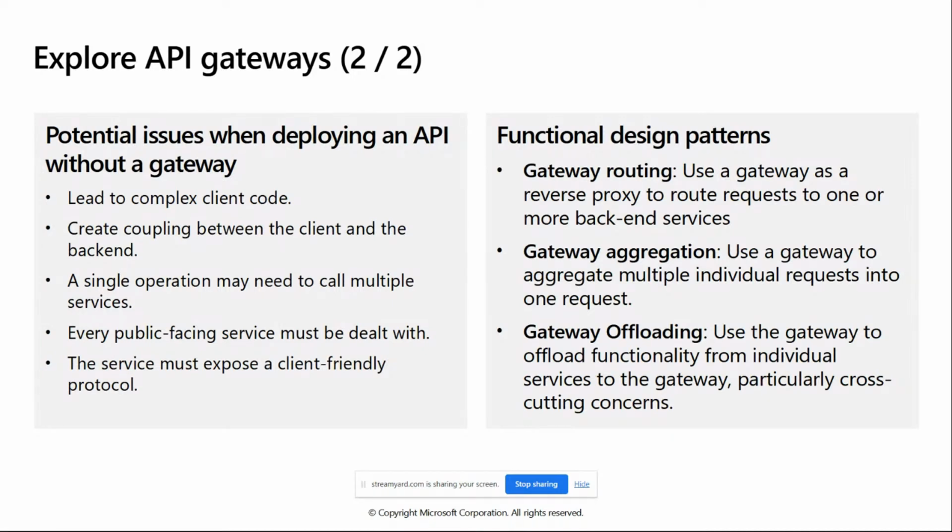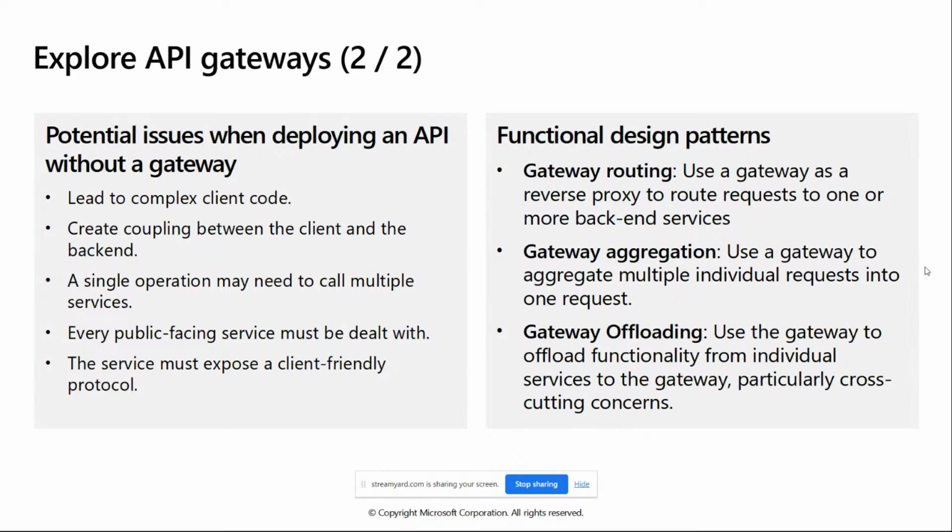And it would be a public facing service. And we will have something called gateway routing, gateway aggregation, and offloading, where routing is like having a gateway as a reverse proxy to route requests to one or more backend services.